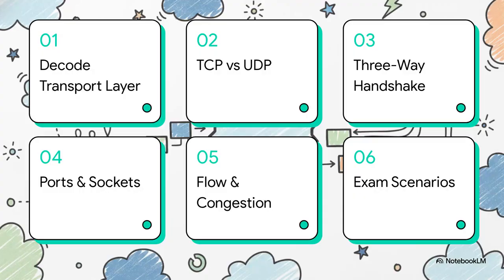Okay, let's dive right into this. Here's a quick look at the game plan for today. We're going to decode the transport layer, pit TCP against UDP, break down the three-way handshake, explain ports and sockets, and then explore flow and congestion control. And finally, we'll wrap up with some rapid-fire, practical exam scenarios to really test what you've learned.